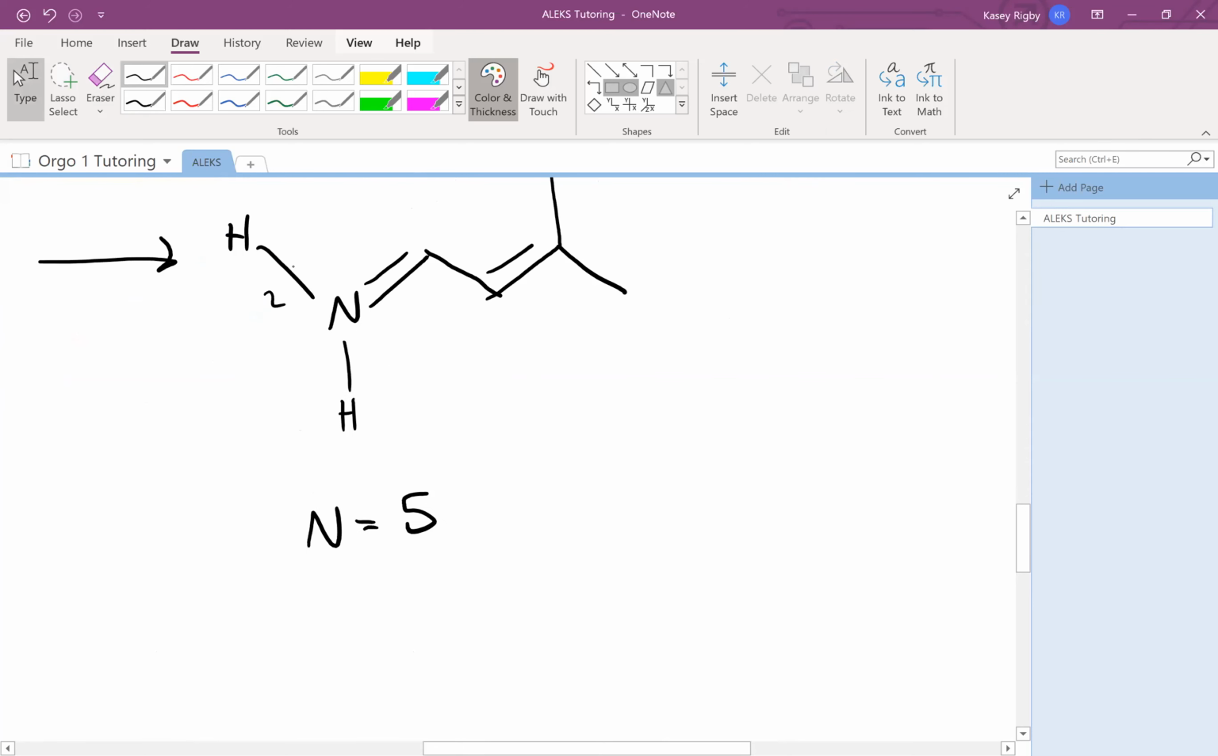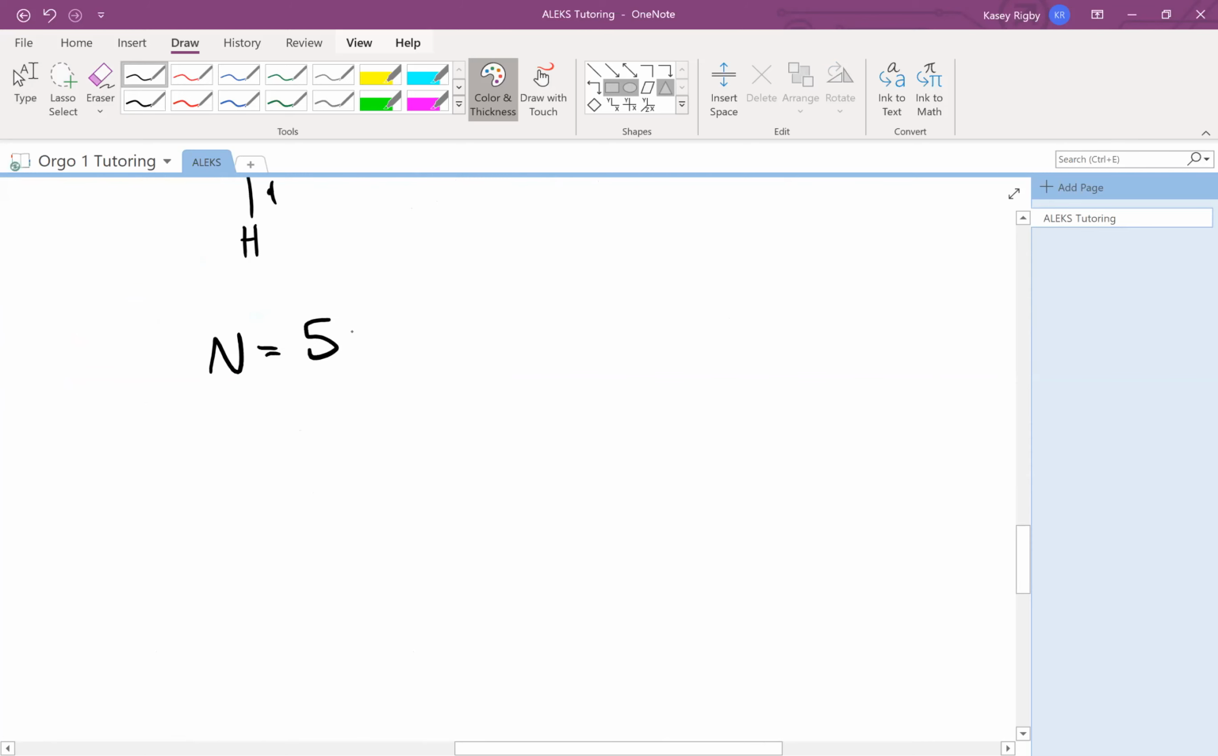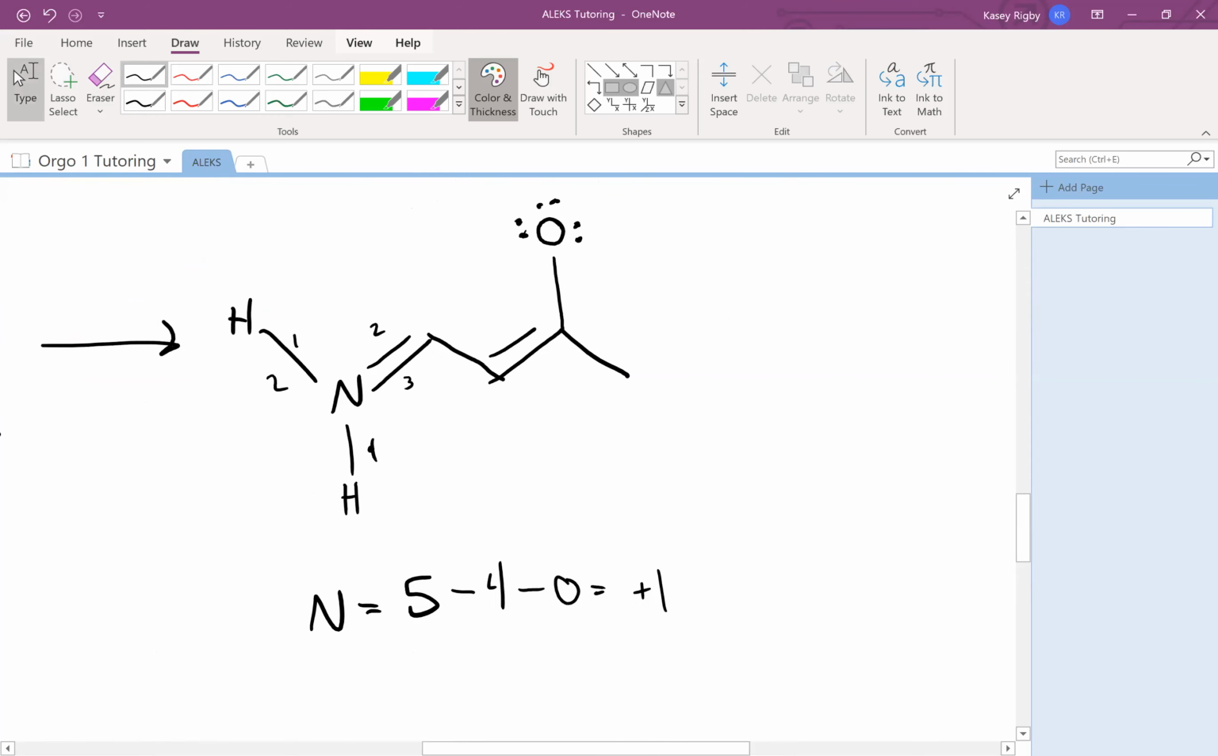And then we see here we have 1, 2, 3, 4 bonds and 0 lone pairs. So 5 minus 4 minus 0 equals +1. So that means that this nitrogen has a formal charge of +1. Okay? So that means that we have to have a -1 somewhere.